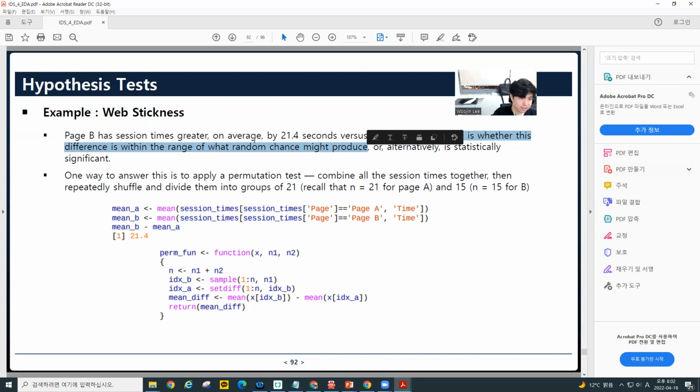So to do this, we did a permutation test. In this data, since we have 15 samples for B and 21 samples for A, we mixed the whole data together. We mixed the 36 data points together, randomly shuffled the data and divided it into 21 and 15, and then we checked the average difference between one group and the other, and recorded it.